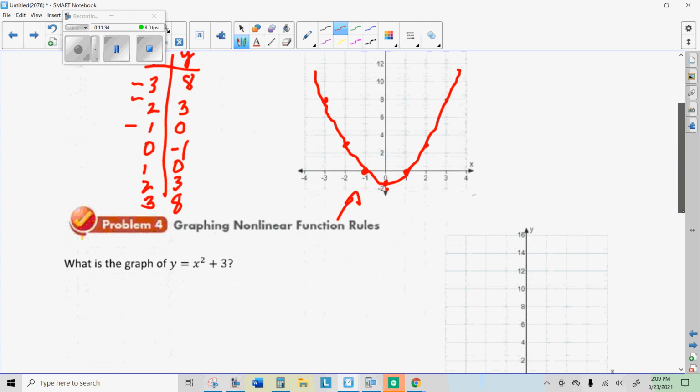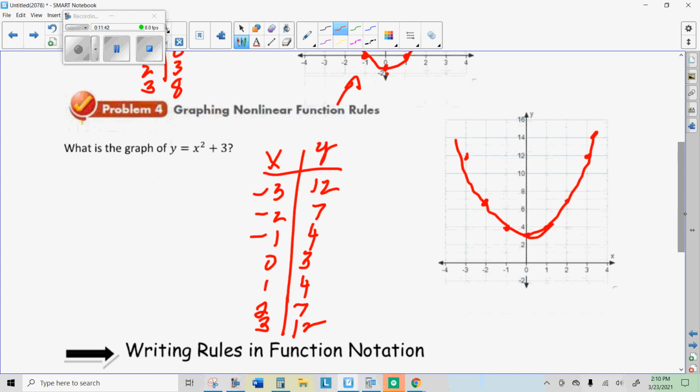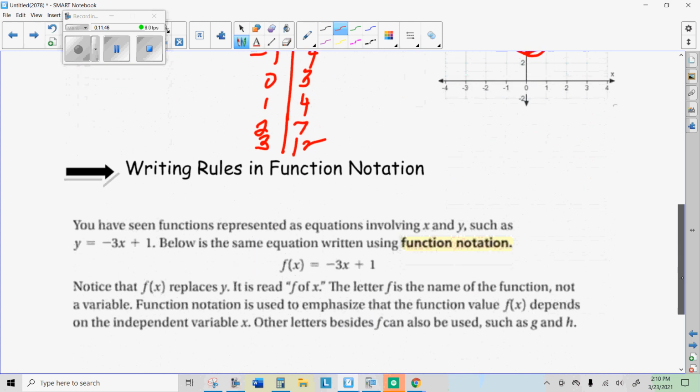Go ahead, you try one. All right, so to graph these, just pick some x values and then find what the output would be for those.